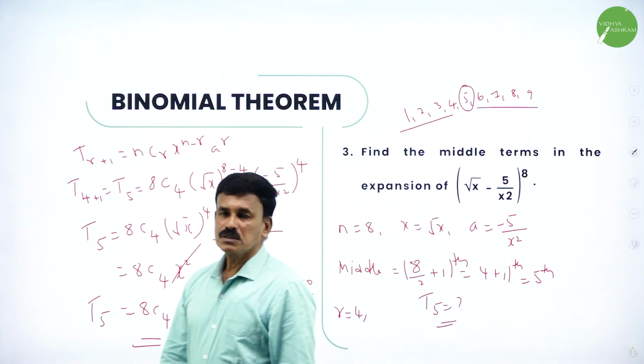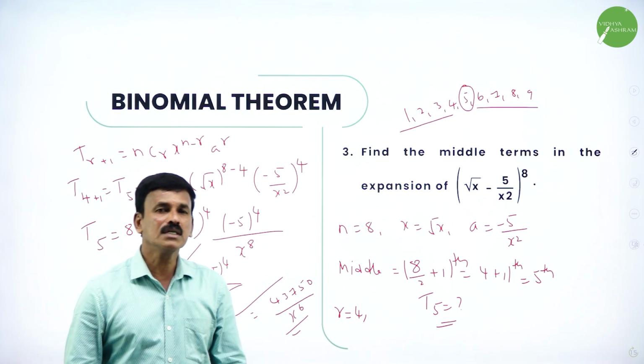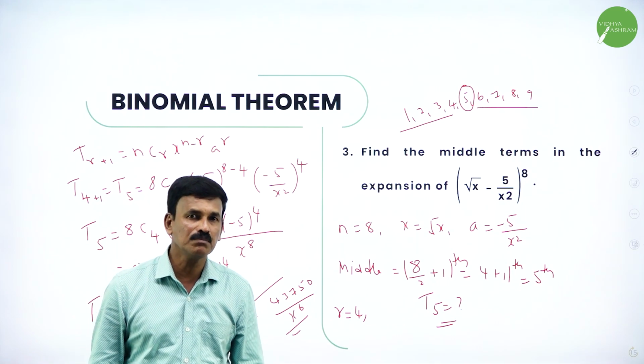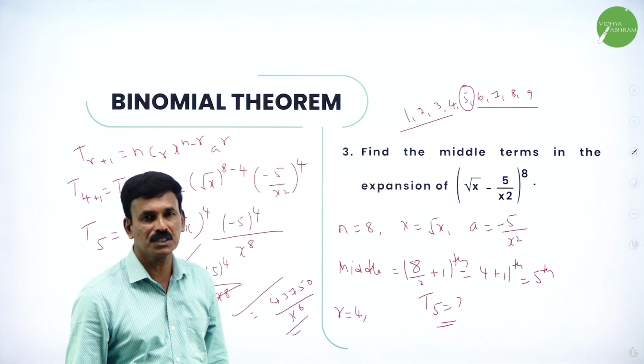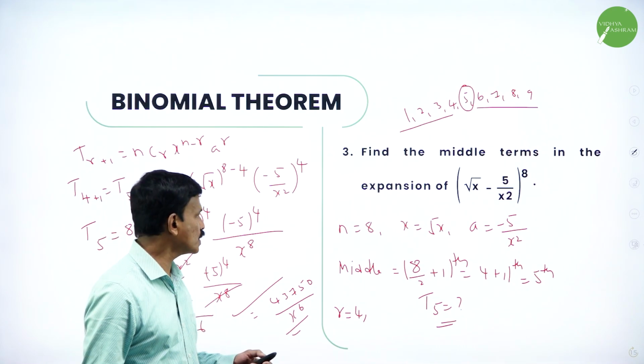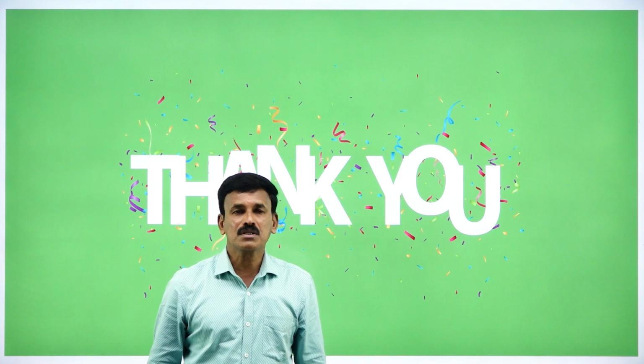So these are a few problems based on the nth term or the general term and finding the middle terms in the given expansion depending upon whether n is an odd or even number. Hope you followed. Right.